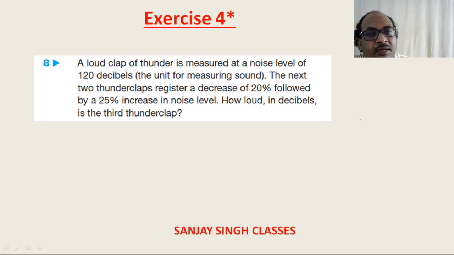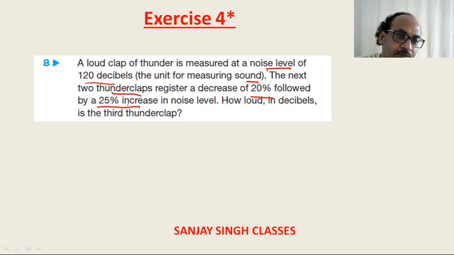Now, a loud clap of thunder is measured at a noise level of 120 decibels, the unit for measuring sound. The next two thunder claps register a decrease of 20%, followed by a 25% increase in noise level. How loud in decibels is the third thunder clap? Okay, we need to understand the question properly. A loud clap of thunder is measured at a noise level of 120 decibels generally.